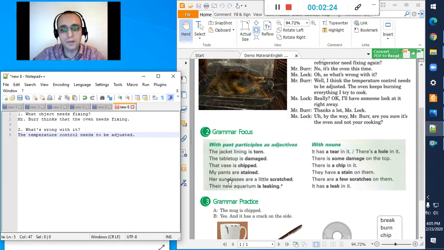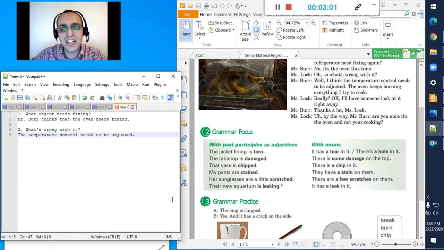Please look at the textbook, okay? And you can see there two columns. The first one is with past participle as adjectives, and the second one is with nouns. The sentence from the first column has the same meaning as the sentence from the second one. I will use pictures to explain to you the meaning of the words. Okay. Let's start it. I will read the first column. Please read the second one.